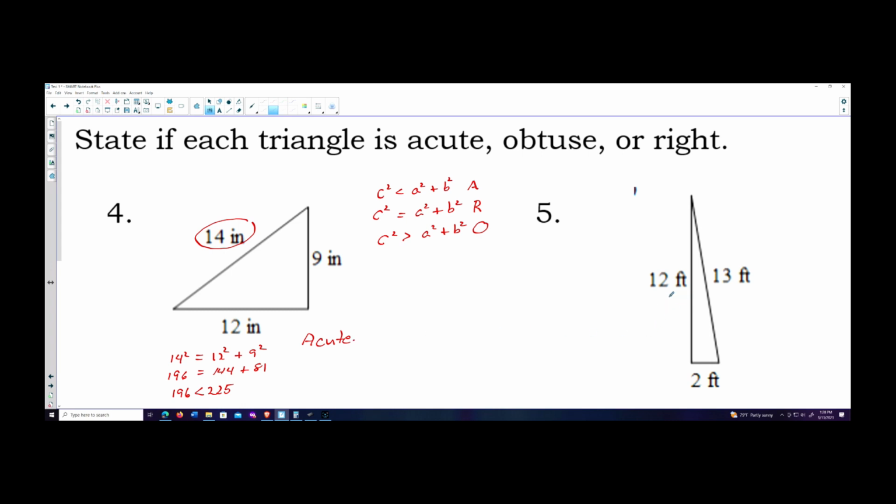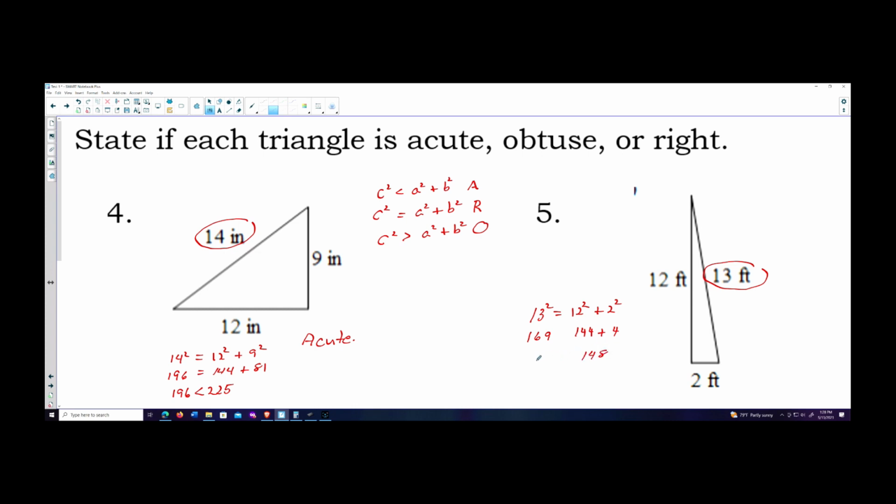I do the same for number 5. I look for the longest side. In this case, it's 13. That's going to be my C. So 13 squared is equal to 12 squared plus 2 squared. Do the math. 169. 12 squared is 144. 2 squared is 4. So plus 4, that's 148, right?